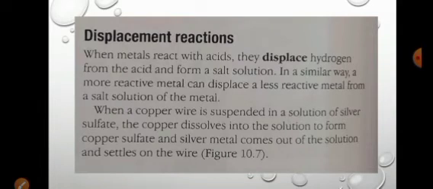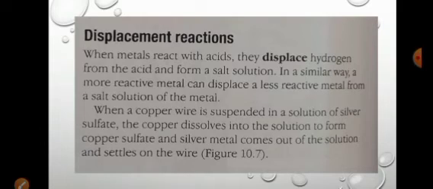Displacement reactions. When metals react with acid, they displace hydrogen from the acid and form a salt solution. In a similar way, a more reactive metal can displace a less reactive metal from a salt solution of the metal. As we have seen in the previous reactions, when the metal reacted with the acid, it displaced one of the hydrogen atoms. It became metal chloride plus hydrogen, so a hydrogen atom was released and replaced with the metal. In the same way, a metal can be replaced with another metal. So a more reactive metal can displace a less reactive metal in a salt solution of the metal.